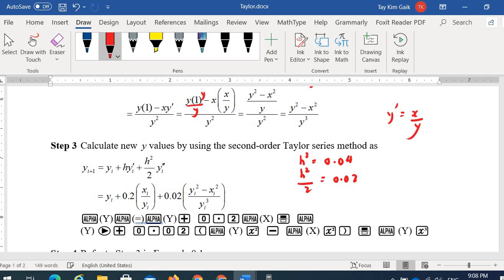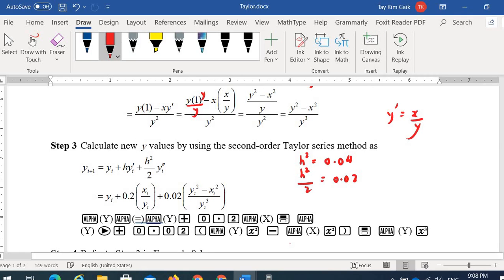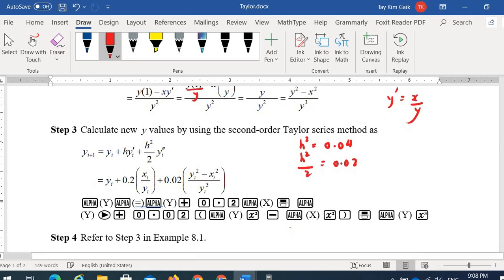So first of all, I'm going to show how to calculate it using the Calculate menu. What I'm going to do is input this as a formula.